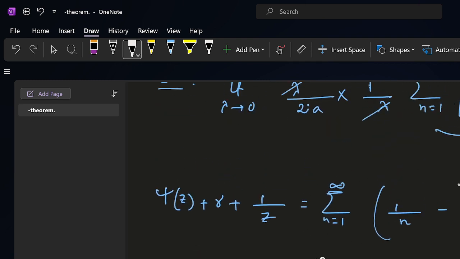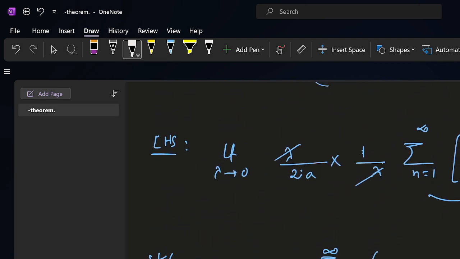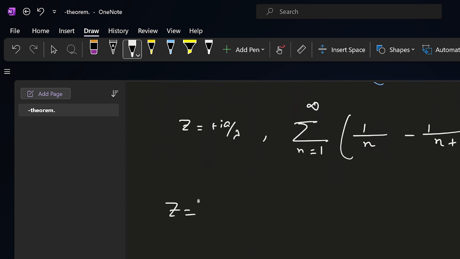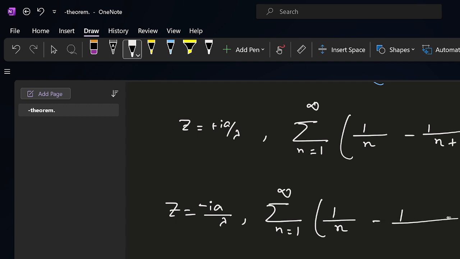And then for the second part here, you see this is n minus ia by lambda. That means here z equal to minus ia by lambda. So it makes it the summation n equal to 1 to infinity of 1 by n minus 1 by n plus z, which is basically n minus ia by lambda, equal to, from the digamma function's expression, psi of minus ia by lambda plus gamma plus 1 by z, but that z value is minus ia by lambda. So when you take an inverse of that, it becomes minus lambda by ia.